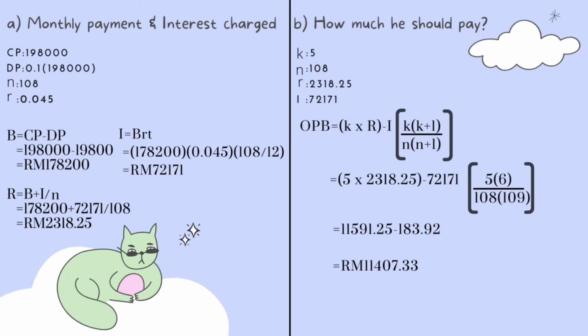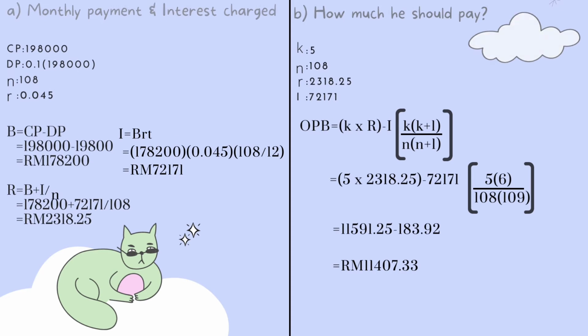By inserting all the information we already have, it will be 5 times 2,318 ringgit 25 cents in brackets, minus 72,171 ringgit times, in another bracket, 5 times 6 over 108 times 109. By pressing the calculator, you will get 11,407 ringgit 33 cents as the amount Ziad should pay on the 5th installment if he missed the first 4 monthly payments, and if he wants to keep his payments up to date.